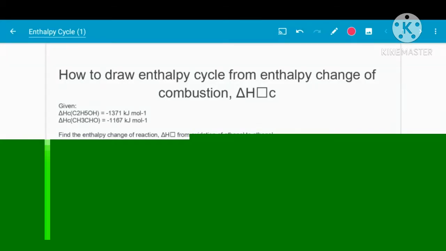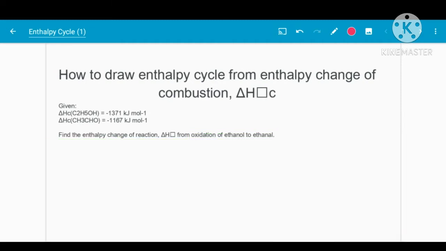So in this video, I just want to teach how to draw an enthalpy cycle from a given enthalpy change of combustion. First, we have to write down the chemical equation based on the question. If we read the question, find the enthalpy change of reaction from the oxidation of ethanol.